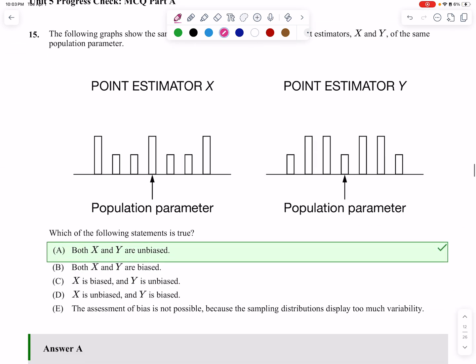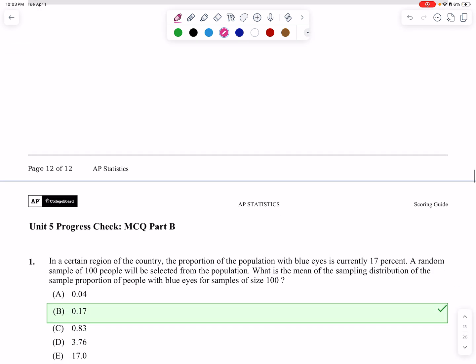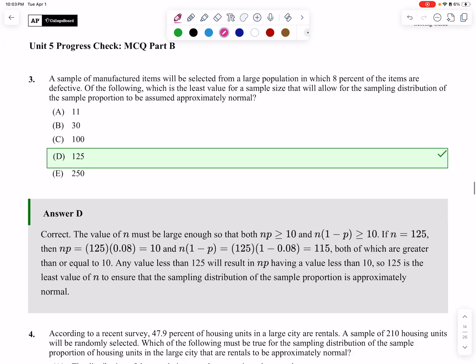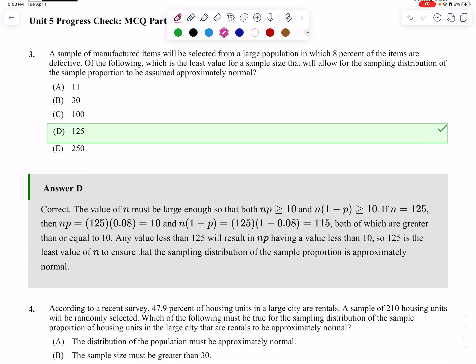Number 15, you guys have to do in your work here. So now let's go ahead and look at B. So we're going to start with 3 here. So I'm just doing the homework ones first.